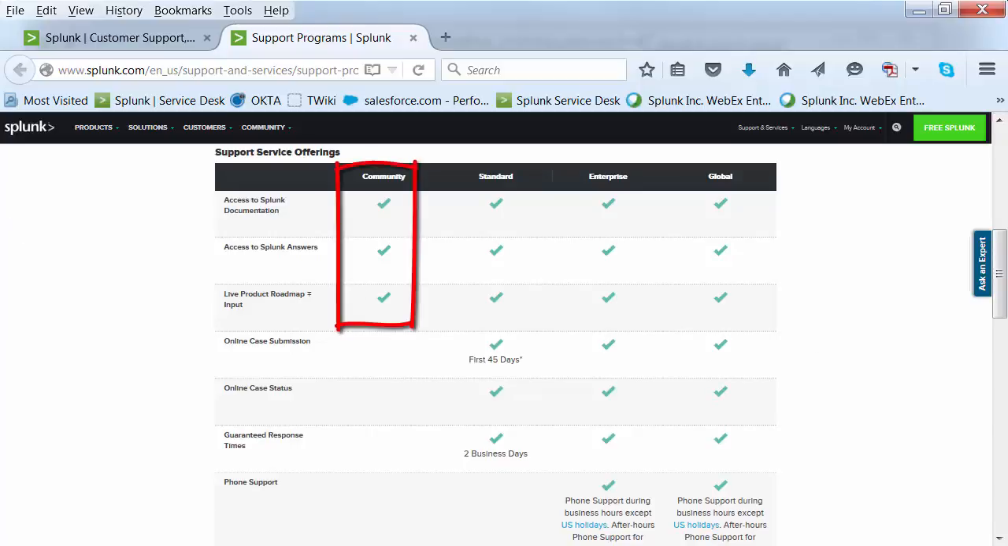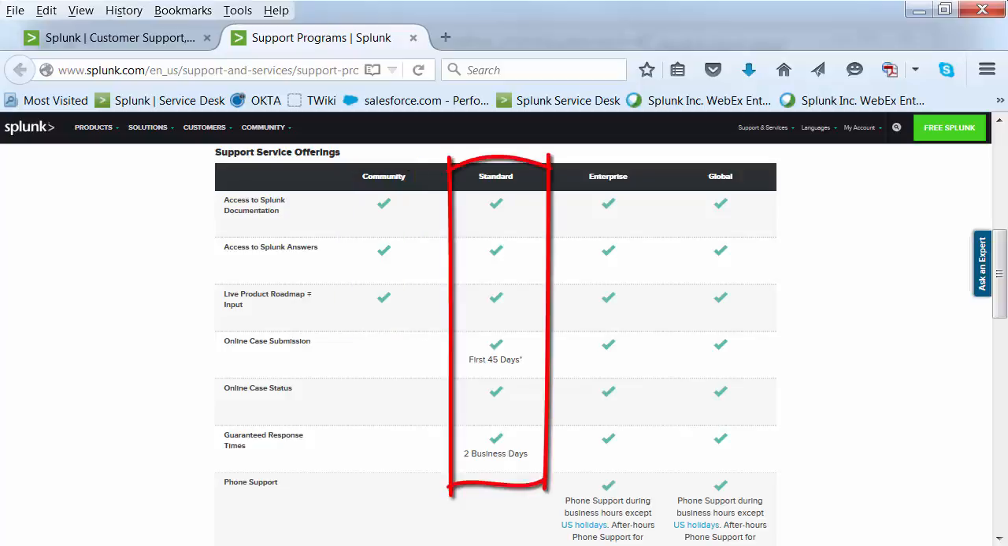Our free community support includes documentation, the community wiki, Splunk Answers, and IRC, all available to anybody looking for answers for basic technical questions or for an immediate answer. Next is Standard, which is sold with Splunk Lite license only. Standard support offers guaranteed response time, access to support portals, and software upgrades.